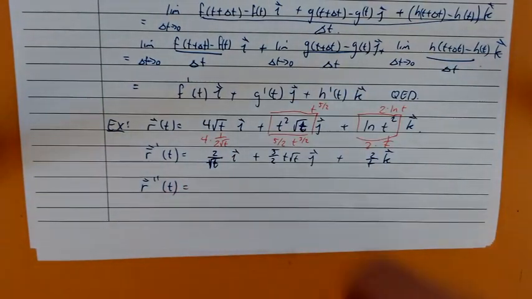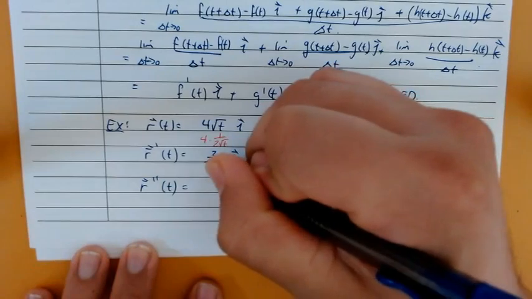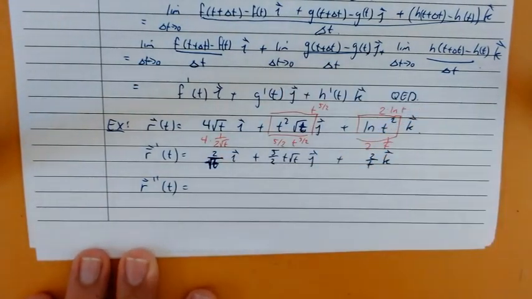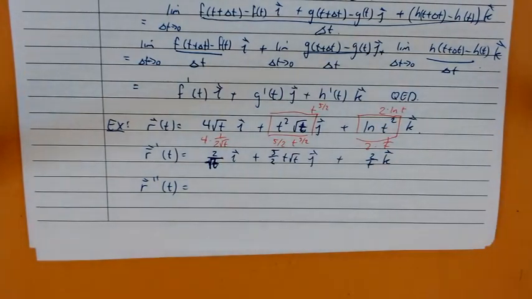Take the derivative of this, let's see here, that's 2 over root t i plus 5 halves t root t j plus 2 over t k. Go ahead and take that derivative. Pause the video to give yourself time, and then once you're done, unpause and we'll confirm that together.